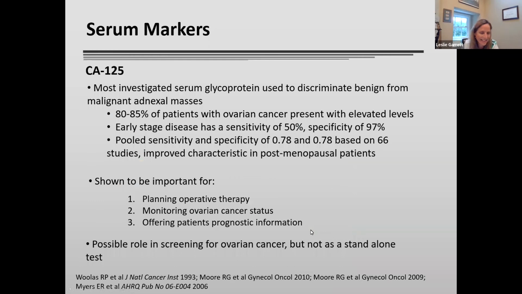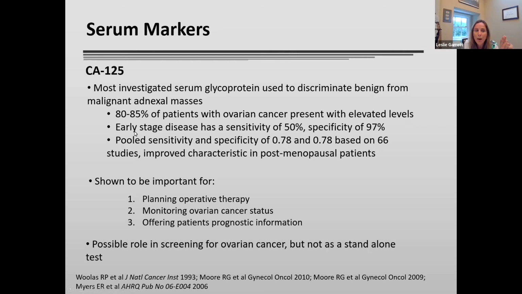Sorry. Hopefully you follow. So again, CA-125 is the most investigated serum glycoprotein that we use in order to discriminate benign from malignant adnexal masses. It is not a screening test. Okay, it is also not diagnostic. We know that it works much better in advanced disease, so that 80 to 85% of patients with ovarian cancers will have elevated CA-125s, especially when they have stage 2, 3, 4 disease.